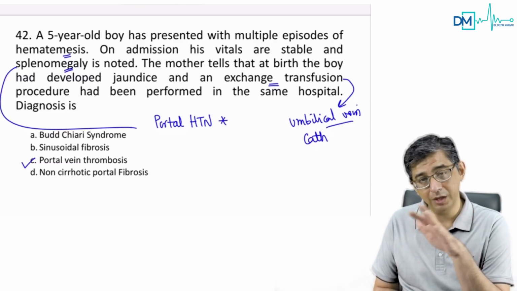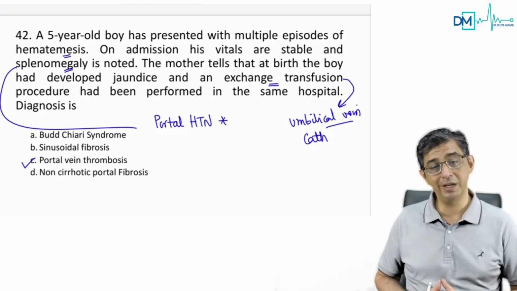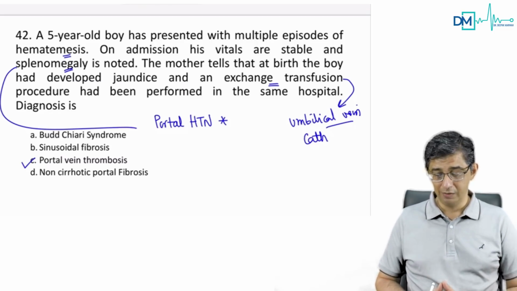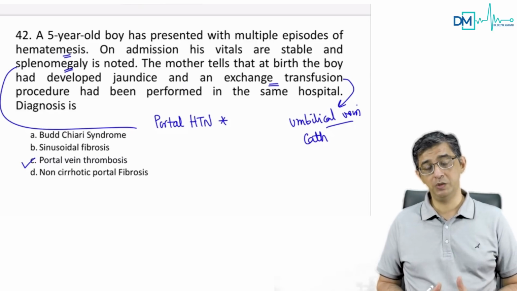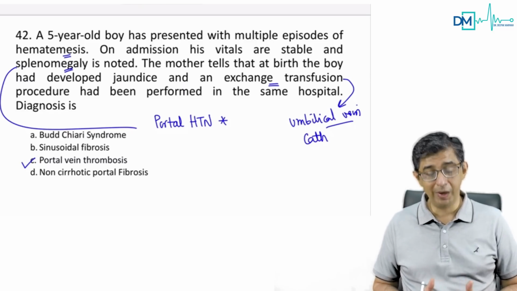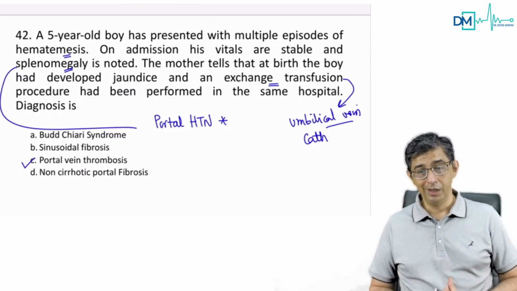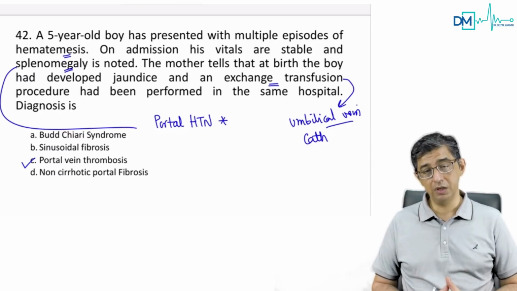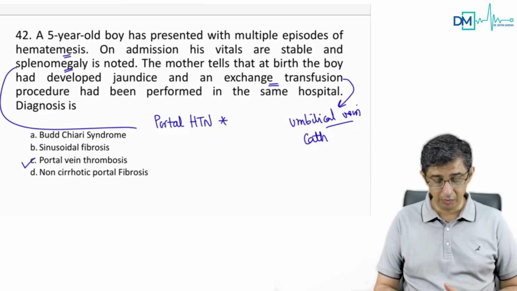There's a collateral circulation which is ensuring blood supply to the heart, but ultimately this presentation is that of portal vein thrombosis, which has resulted in portal hypertension. Now Budd-Chiari syndrome always presents with painful hepatomegaly. Budd-Chiari has been discussed in the liver section in the app, you can go through that. Sinusoidal fibrosis is alcoholic fibrosis. Now, the child would obviously not be consuming alcohol, so you can rule that out.